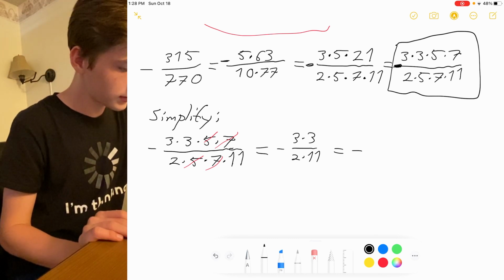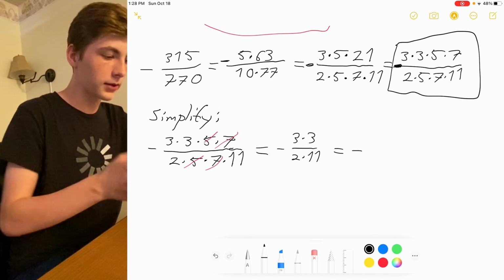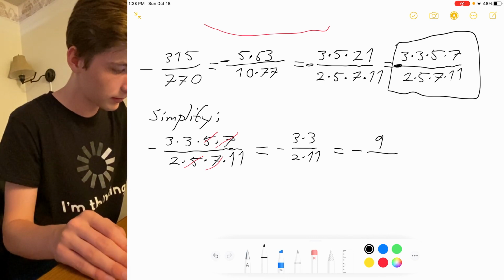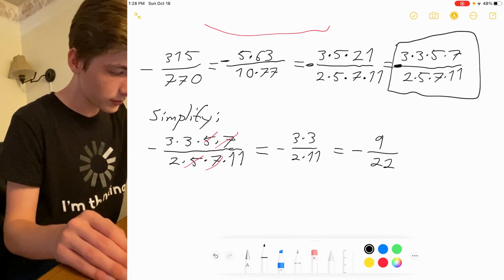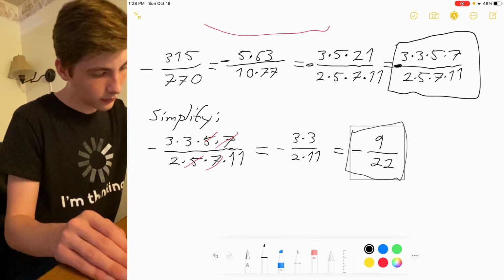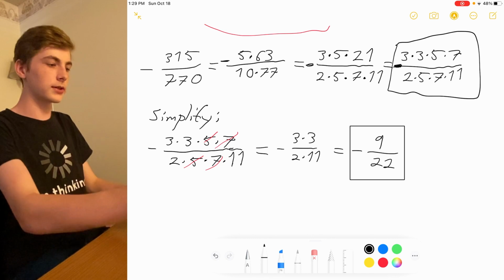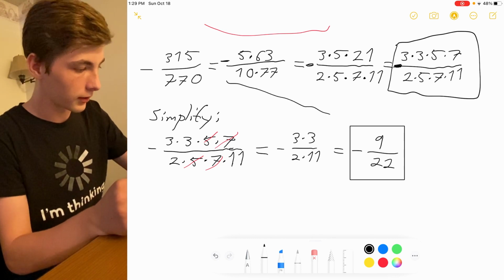So now we just evaluate this. Turn those factorizations back into the numbers. So 3 times 3 is 9, and 2 times 11 is 22. So negative 9 over 22 is the answer there. This is a simplified form of this fraction.